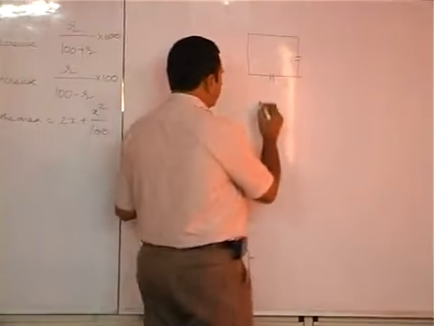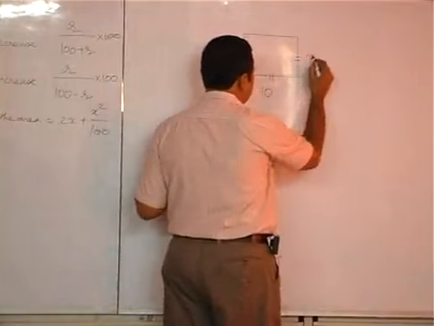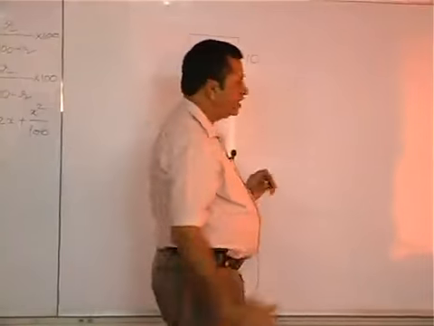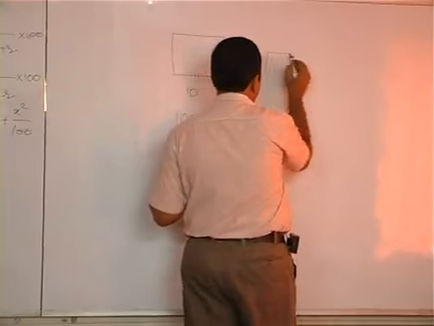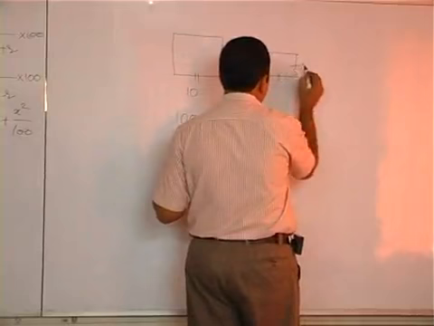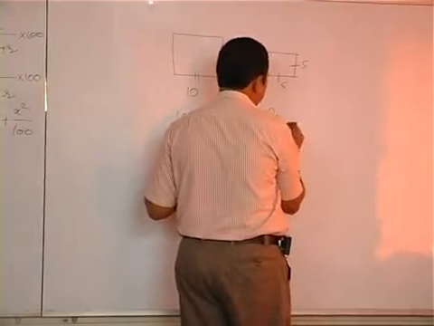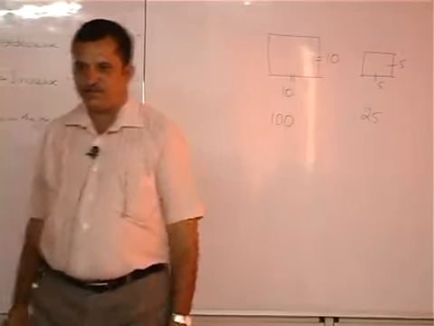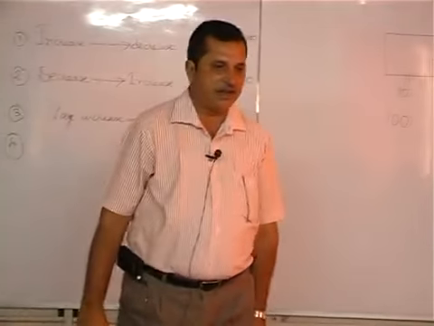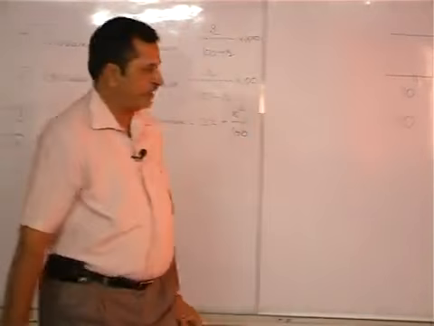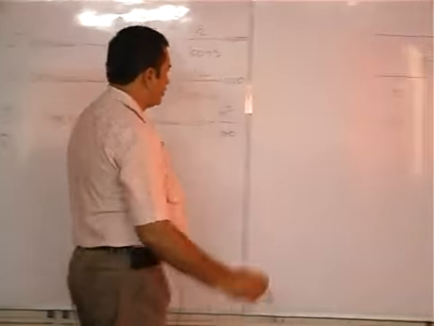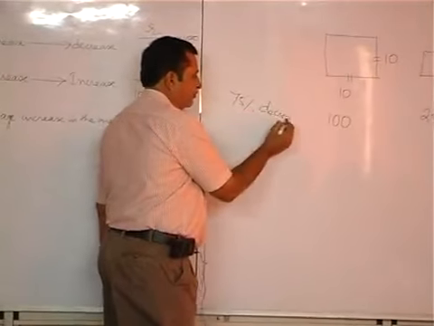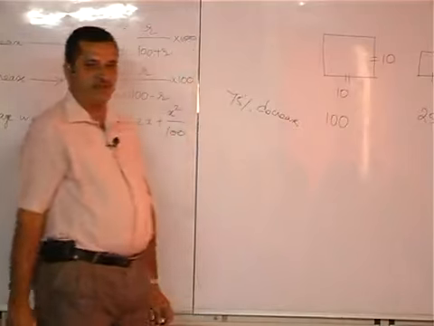Each side assumed as 10 units, the area is 100. Each side is decreased by 50% means each side has become 5 units. The area is 25. 100 area has become 25, so for 100 there is a decrease of 75. So 75% decrease.